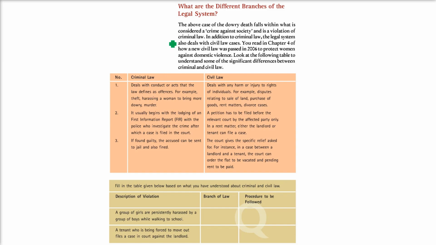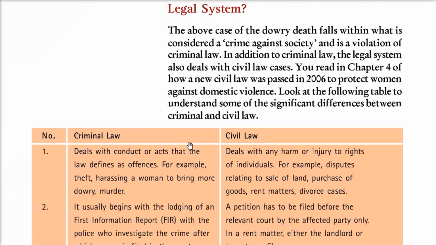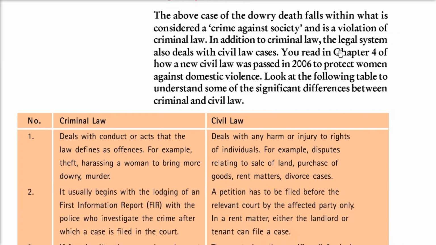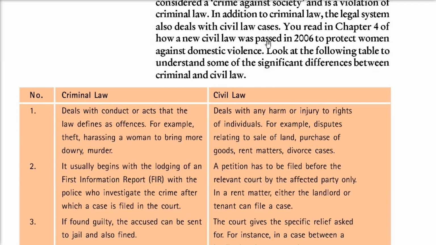So what are the different branches of the legal system? As we see, dowry death falls within the category, you can say, of crime against society, and this is a violation of criminal law. In addition to criminal law, the legal system also deals with civil law cases. So let us understand the significant differences between criminal and civil law.